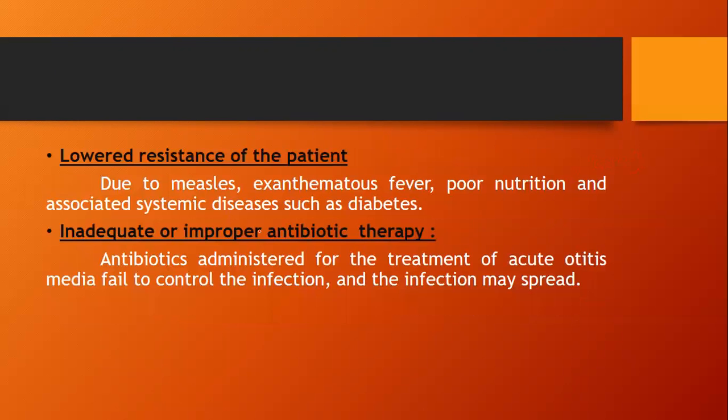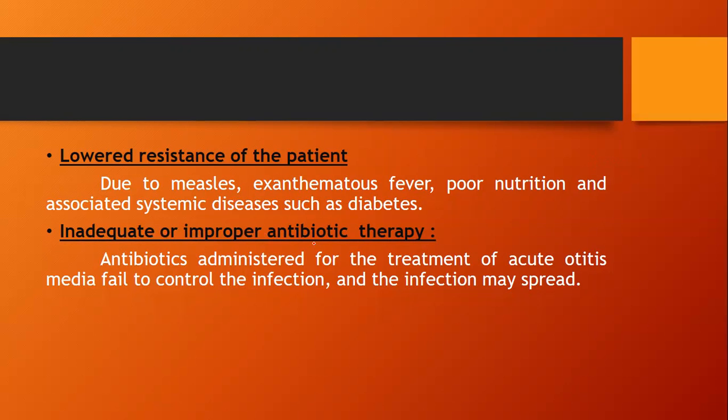Then lowered resistance of the patient. If the immunity of the patient is lowered, the infection can develop very fast, due to measles, exanthematous fever, poor nutrition, or associated systemic diseases such as diabetes mellitus. Exanthematous fever is fever associated with skin rashes or eruptions. With measles or poor nutritional status, the patient will have decreased immunity, increasing the chance of mastoiditis.